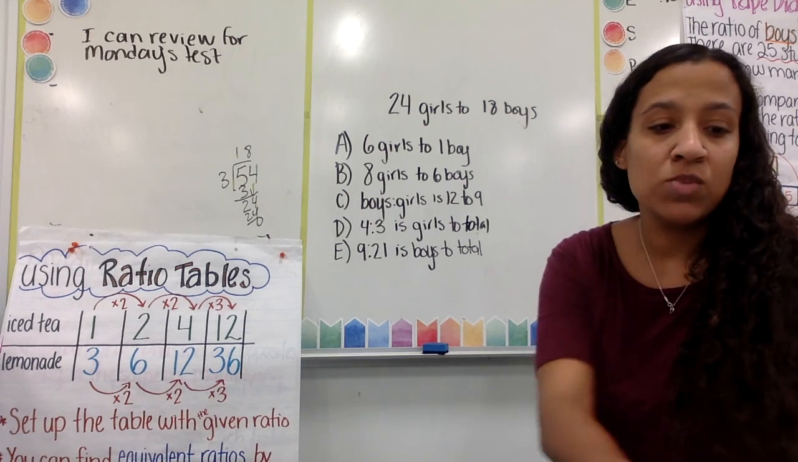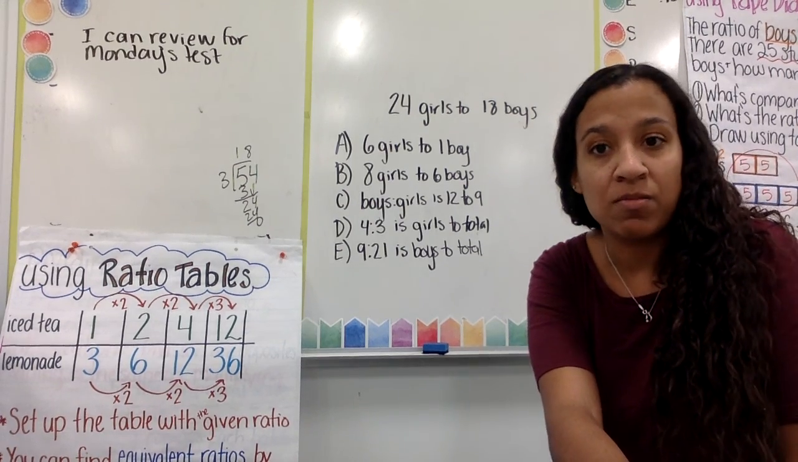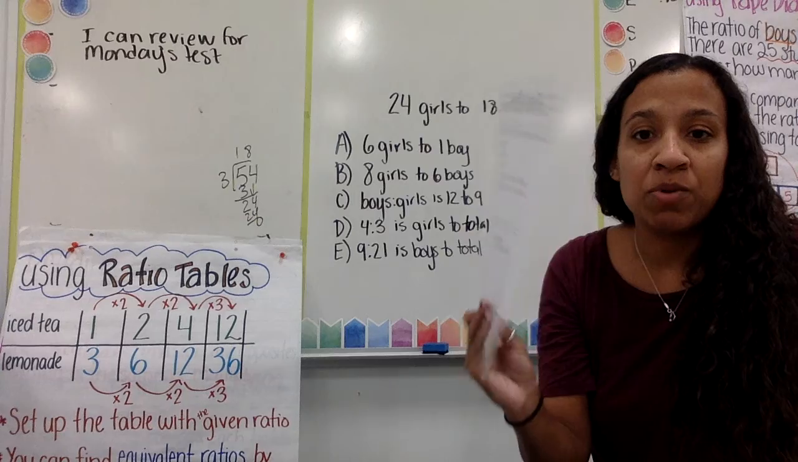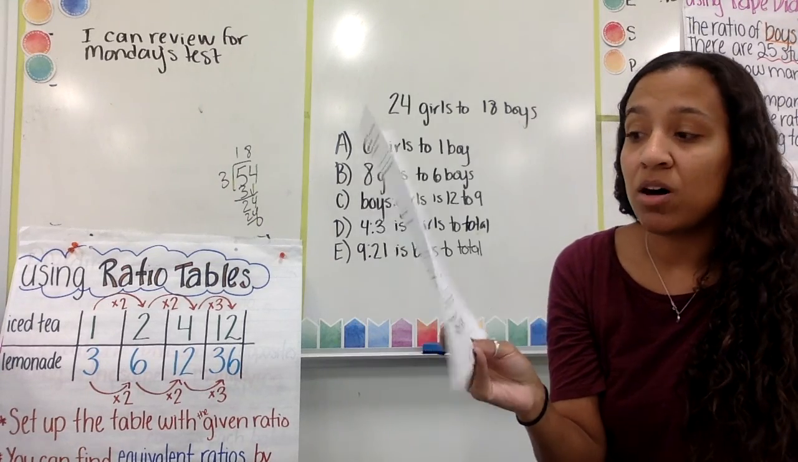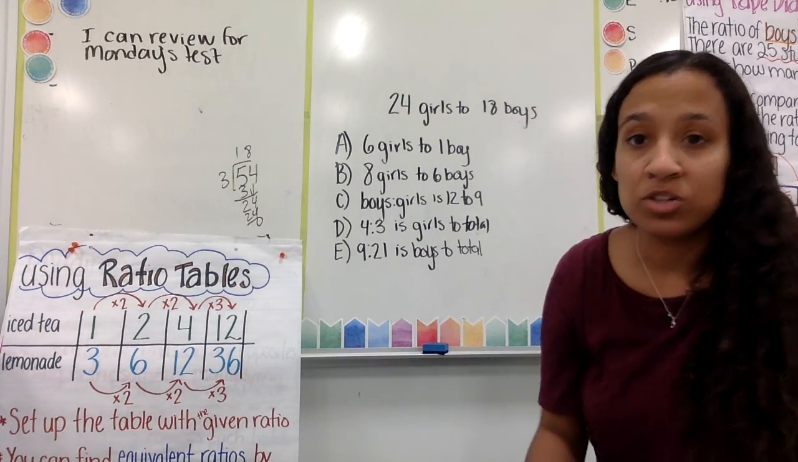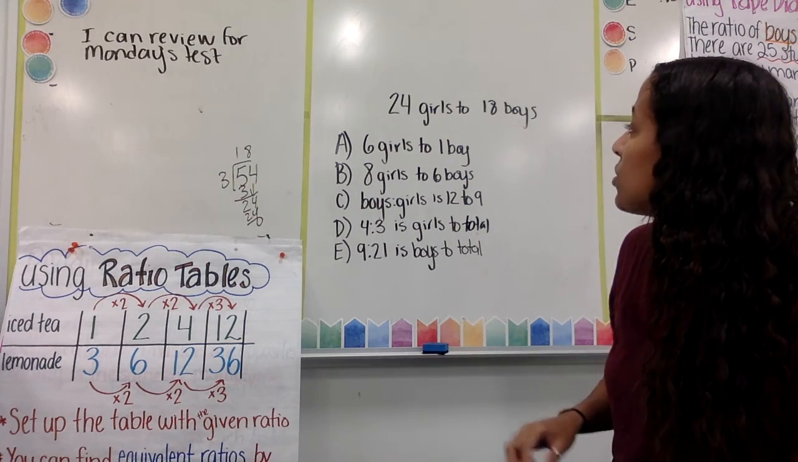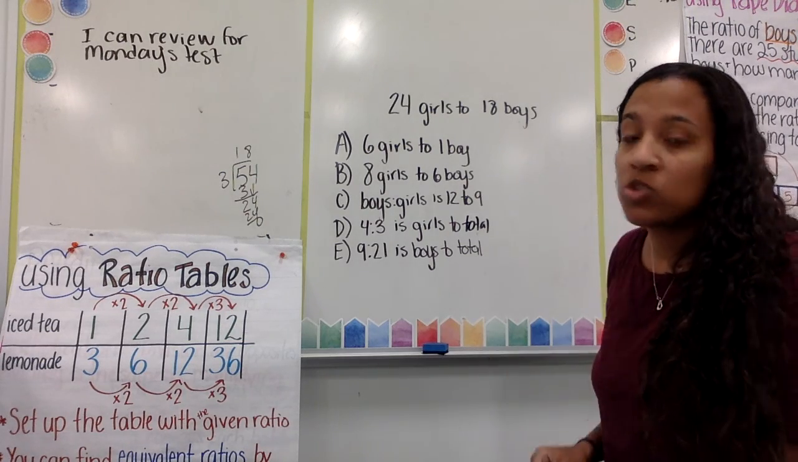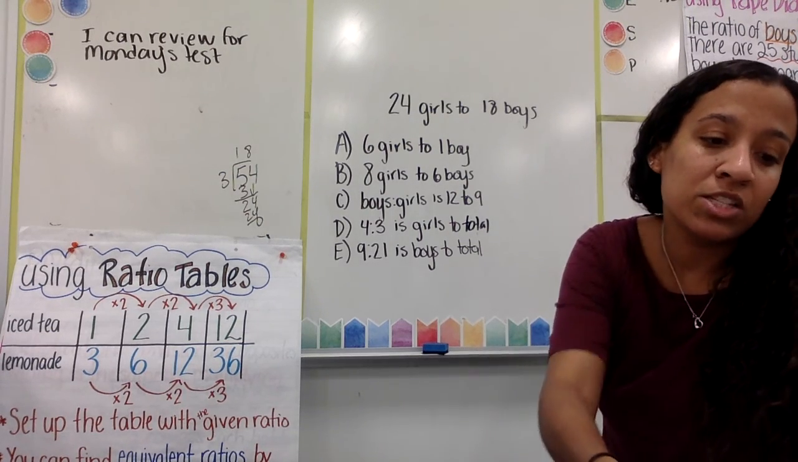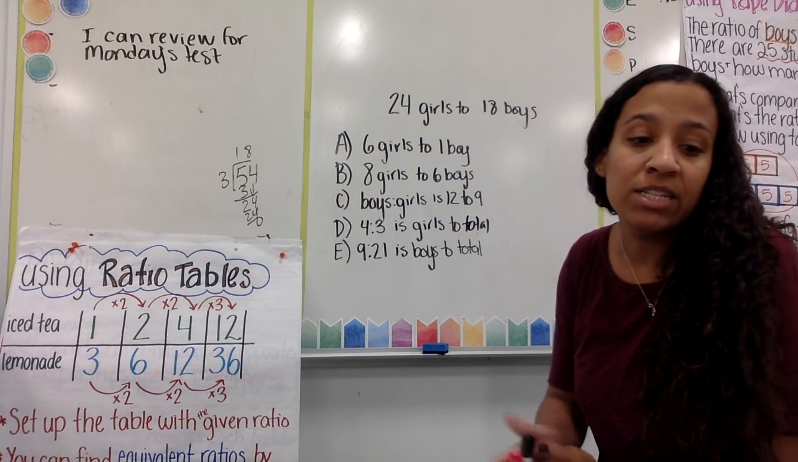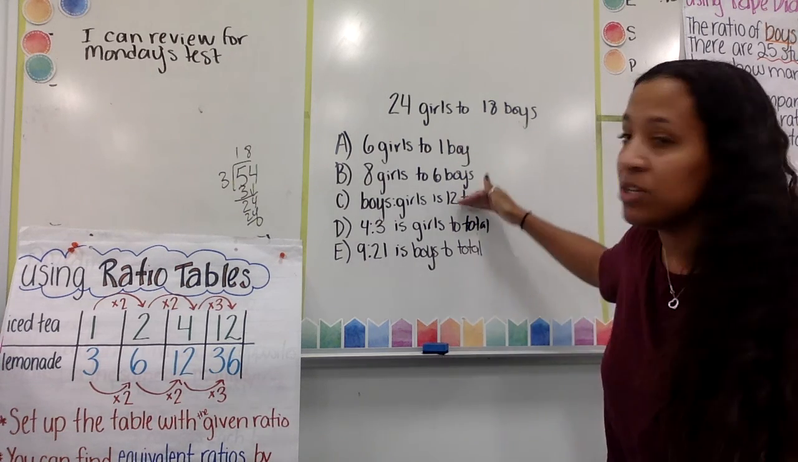All right, so for today's worksheet, we're using ratio tables to solve problems. We've got a variety of different problems on our paper, and with all of them, we can use our understanding of ratio tables. So our first problem is a multi-select problem. In sixth grade, there are 24 girls for every 18 boys, and we want to know which of these statements are true.